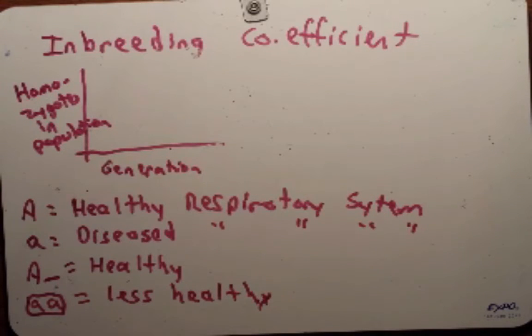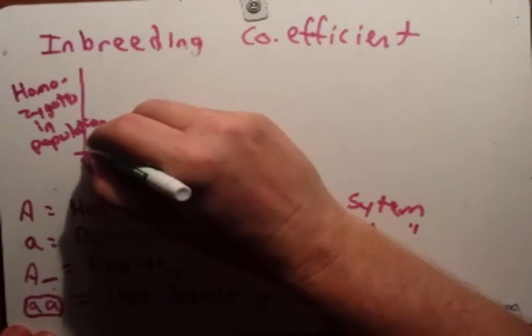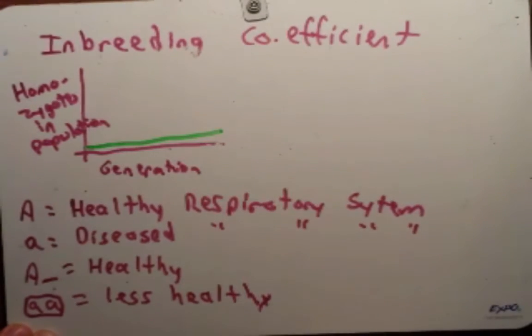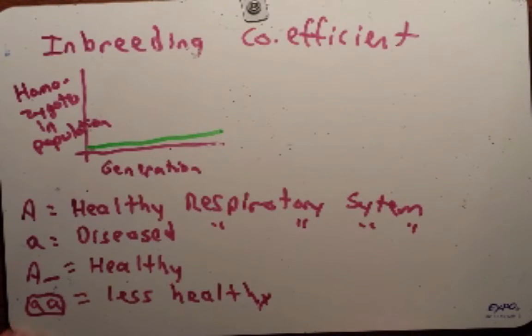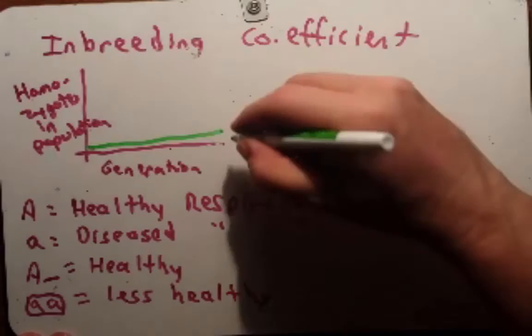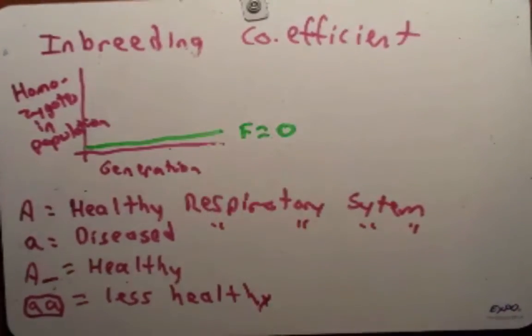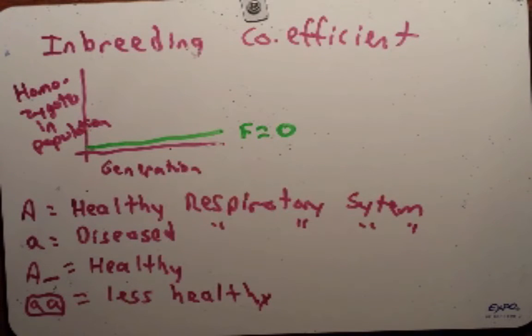And we know for an individual in a random mating population, the number of homozygotes will remain relatively low. And we would say they have a coefficient of inbreeding, which we call just F, which is equal to 0. Don't worry about how we calculate it, it's just 0. You should remember that part though.